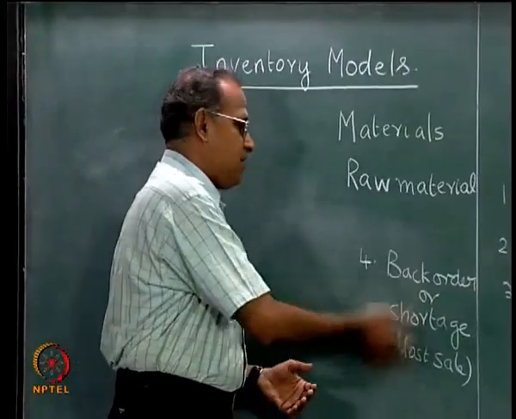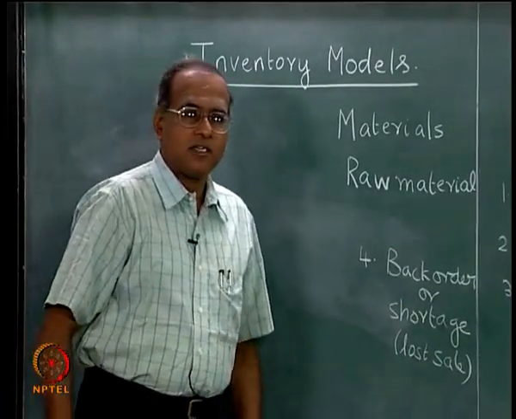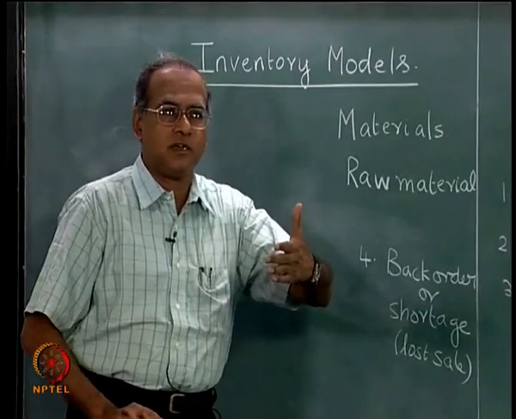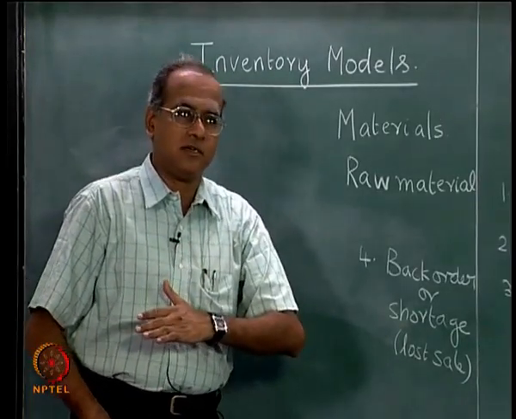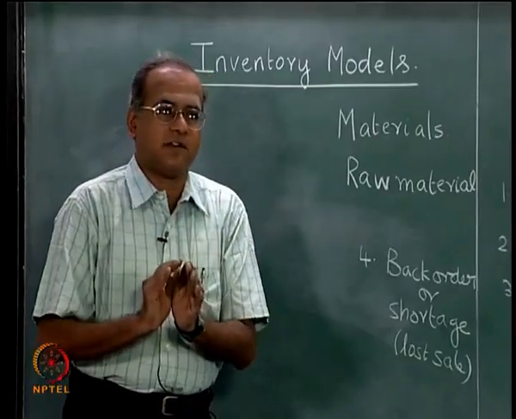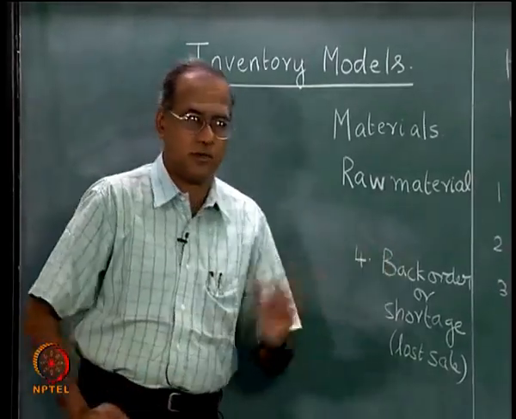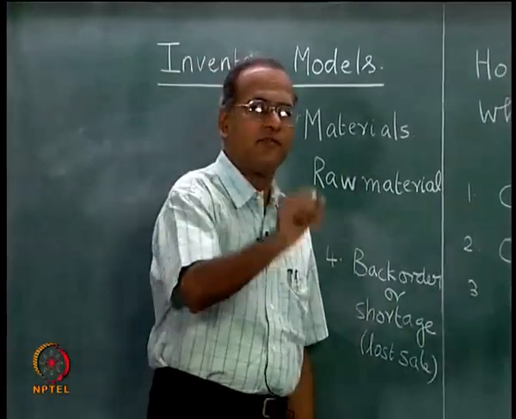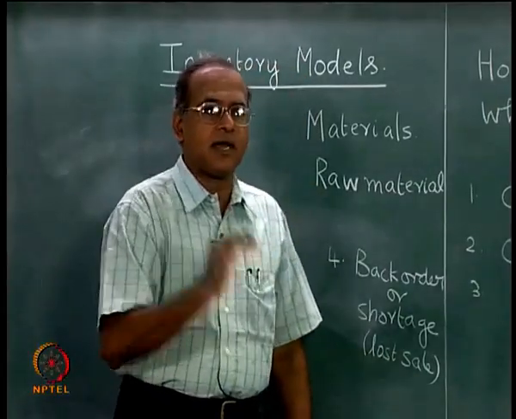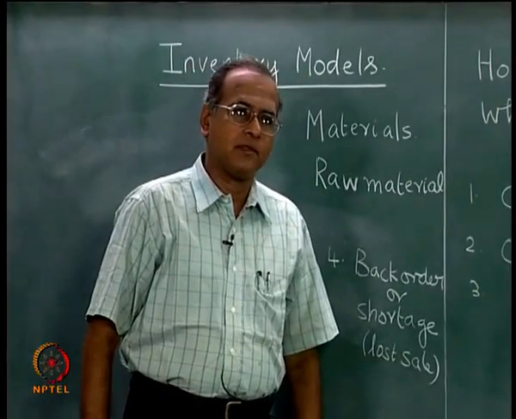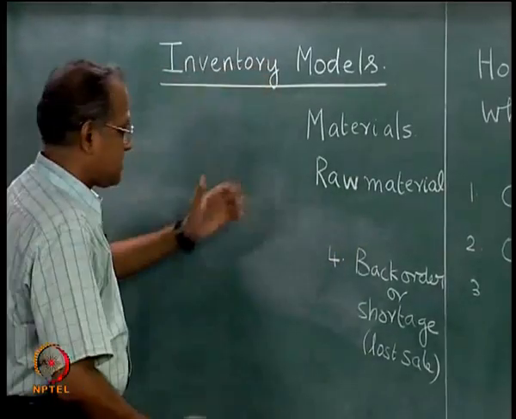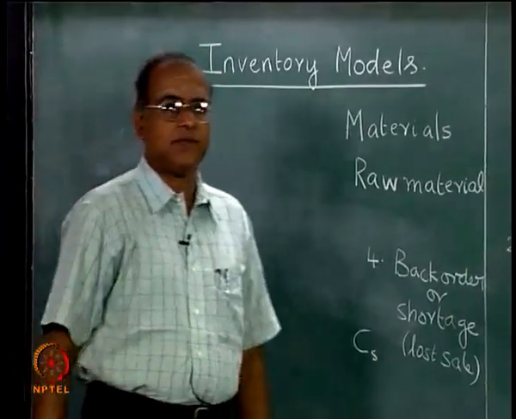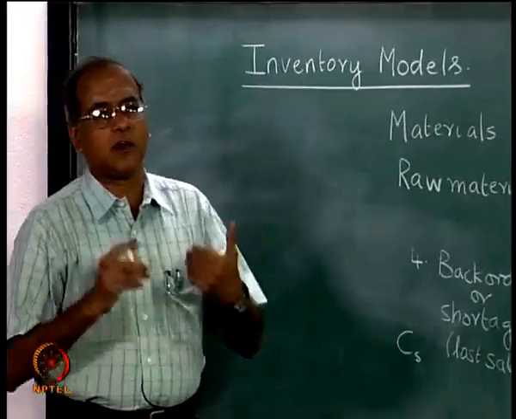Very loosely, both of them are called shortage. Shortage has to be specified whether we are looking at a back ordering situation or a lost sale situation. Usually when it is not specified, it is assumed that it is a back ordering situation. So there is a cost associated with this if the material does not come in time. Now such a cost is given by the notation CS, cost of shortage. Now this also has several components.